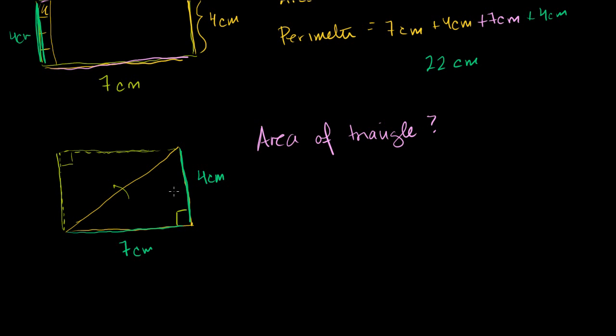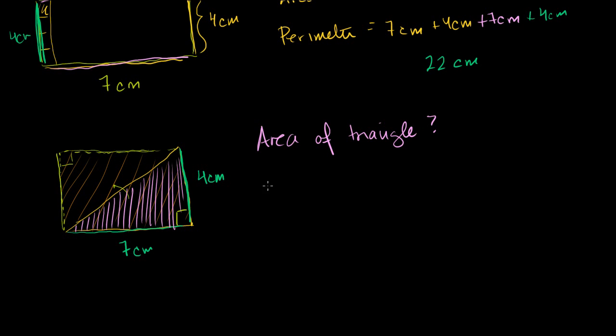So if you think about when you multiply 7 times 4, you're getting the area of this entire rectangle, which we just did up here. But we want to know the area of the triangle. We want to know just this area right here. But you can see, hopefully, from this drawing that the area of this triangle is exactly half of the area of the entire rectangle. So the area for a triangle is equal to the base times the height.